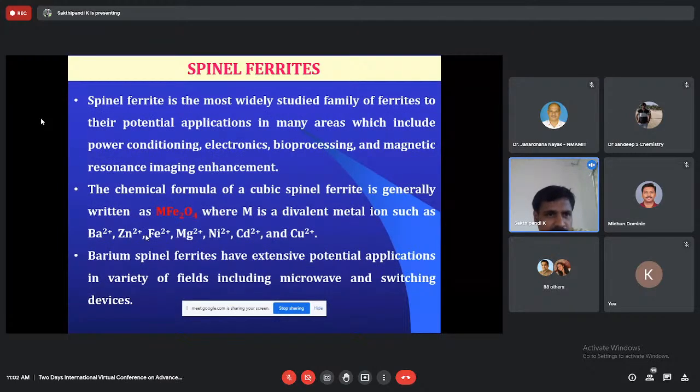Another one is spinel ferrite materials. So MFe2O4 is the general formula for the spinel ferrite material. Here M is a divalent element. There are so many applications available for spinel ferrites nowadays.